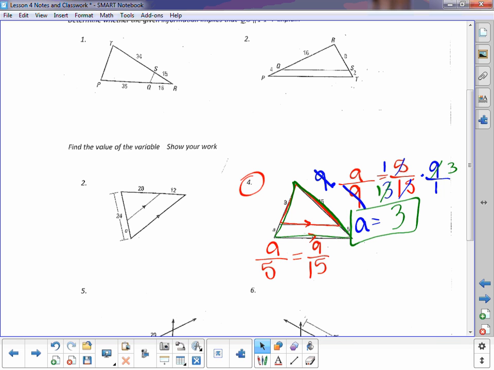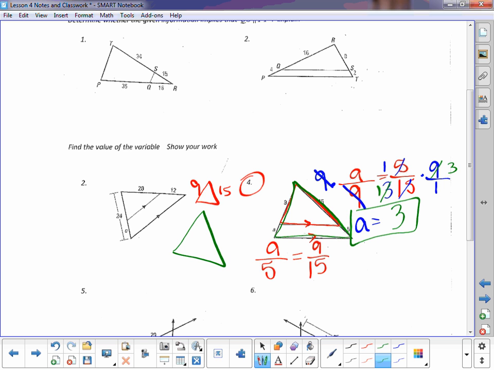So before this, what we would have had to do is say, okay, my small triangle, so I'm going to go draw it separately, we have 9 and 15. And my big triangle would have been 9 plus a, and then 15 plus 5, which is 20. So before, when I would have set up my proportion, I would have had to do 9 over 9 plus a equals 15 over 20. I had to use the entire side.